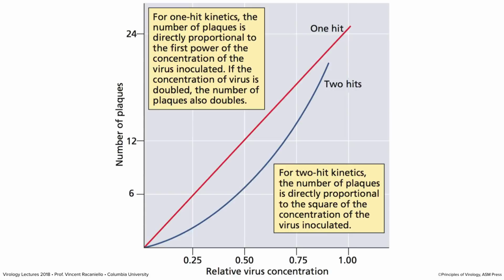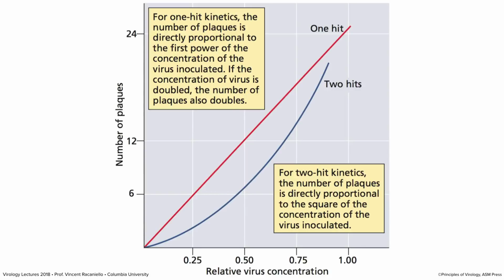So here, the red line goes through the origin. It's a straight line. That is a line which we call one-hit kinetics. You need one virus particle to infect a cell and cause a plaque formation. And that's because for one-hit kinetics, the number of plaques is proportional to the first power of the concentration of the virus. Basically, if you double virus concentration, you double the number of plaques.